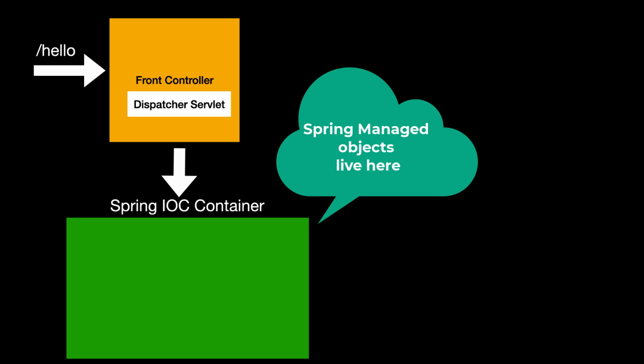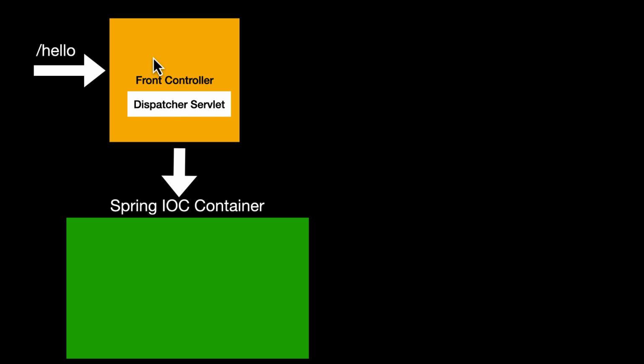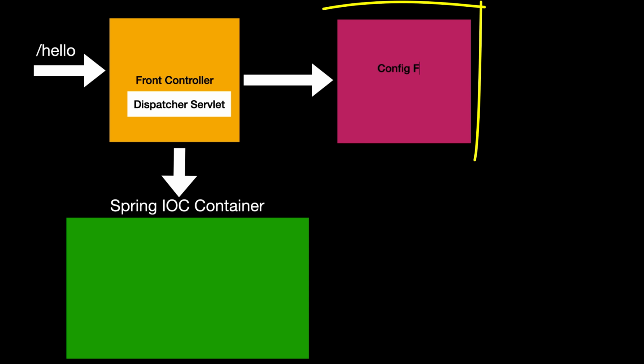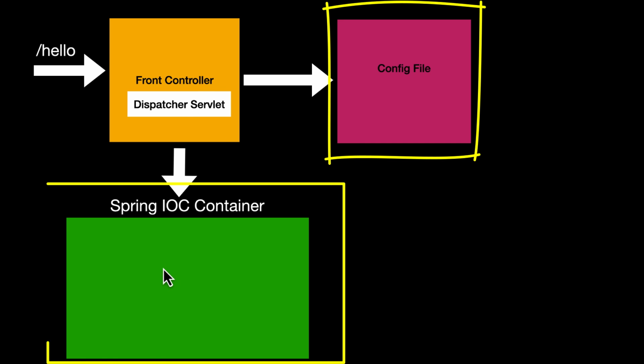As you know, the IOC container is the place where Spring gathers all the different kinds of objects that you have in your application. Let me tell you what I mean. The front controller does have access to the IOC container, but how does this IOC container get created? The IOC container gets created by the dispatcher servlet or the front controller. The front controller takes help from a special file called a configuration file.